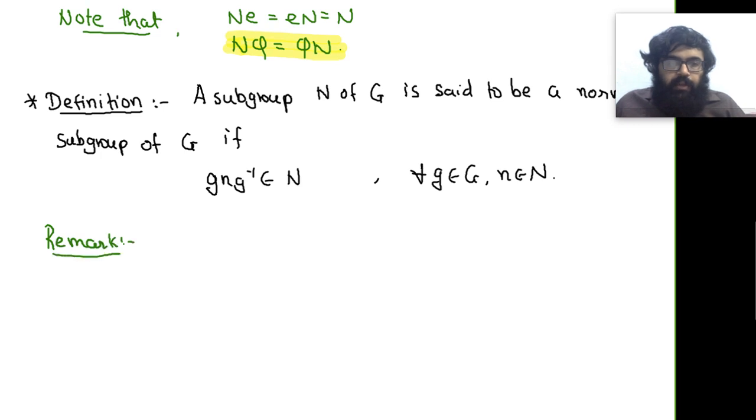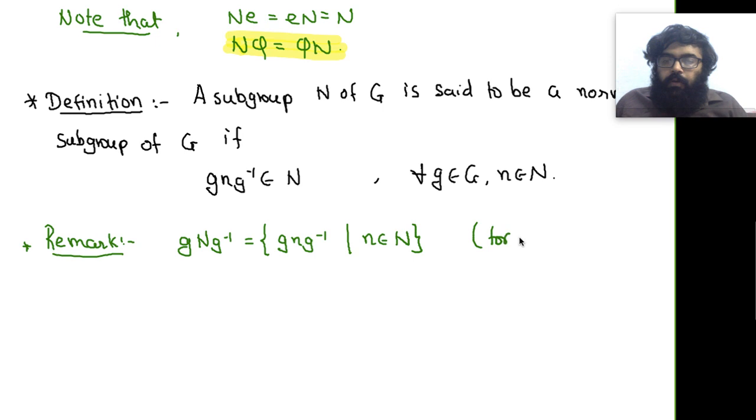So what is this set? We know now what this set is: gNg inverse. What are the elements of this set? The elements of this set are of the form gng inverse such that n is in N, for fixed g in G. If some g is fixed, any g, and I take gNg inverse, then the elements will look like gng inverse, where small n belongs to N.